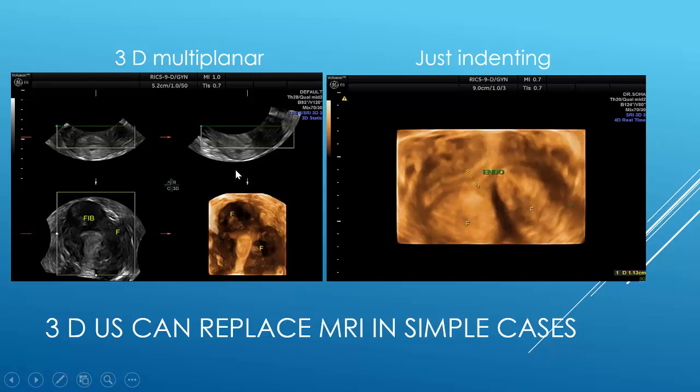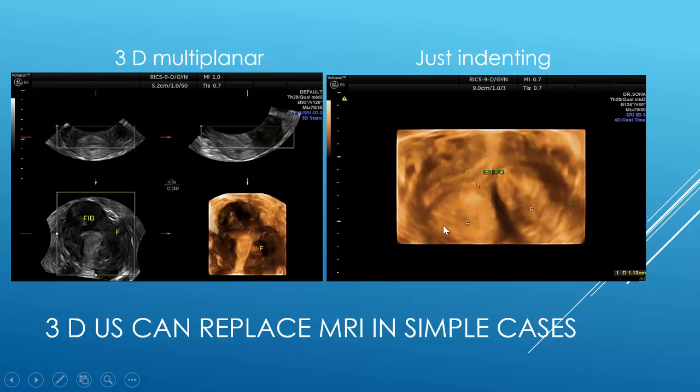And here is the role of 3D and 4D ultrasound, where we can see the fibroids in the wall of the uterus. Here, it is not indenting the cavity at all. This is the multiplanar 3D reconstruction, and this is the surface rendering mode. Here is also the surface rendering mode, showing the endometrium and showing the fibroid just indenting the cavity.